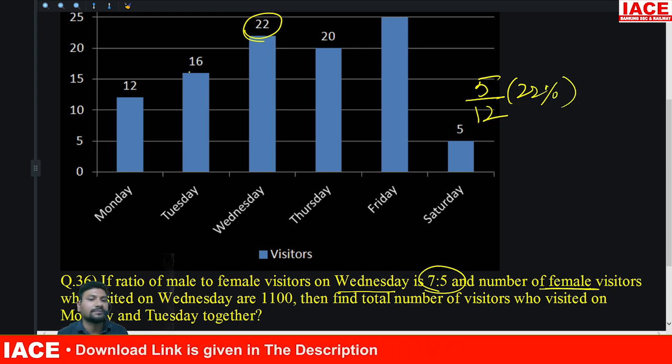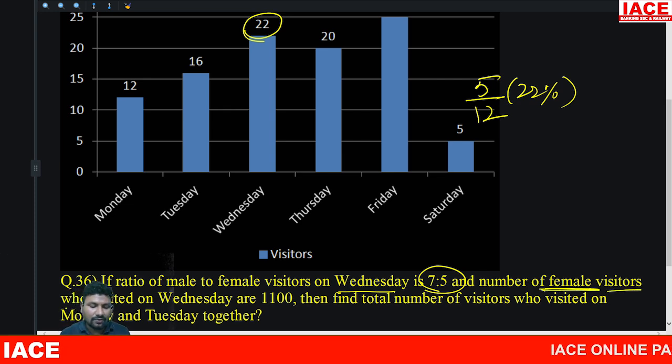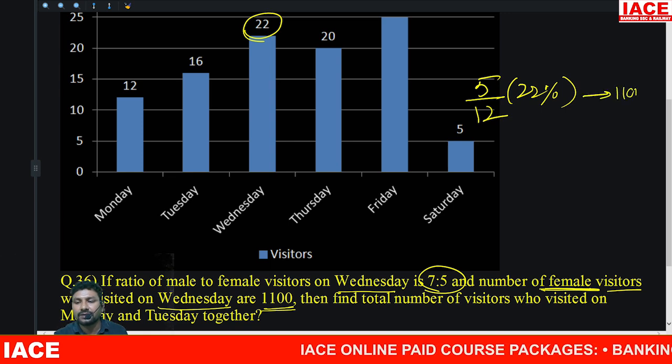These are our percentages: 12 percentage, 16 percentage, 22 percentage, 20 percentage, and the remaining percentage. So Saturday contains 5 percentage. 5 by 12. Female visitors who visited on Wednesday are 1100. This gives rise to 1100.